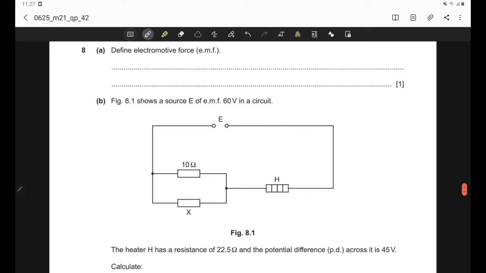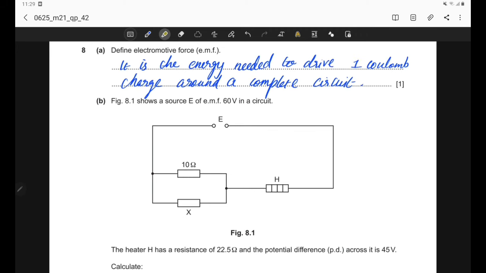Question number 8 is from the topic electricity. Define electromotive force. So this is a very important definition you can find in many past papers. So you should study this definition using the same keywords mentioned in the answer or in the mark scheme. So the definition is, it is the energy needed to drive 1 coulomb charge around a complete circuit. And these highlighted words are very important keywords. You should include these words in order to score marks.